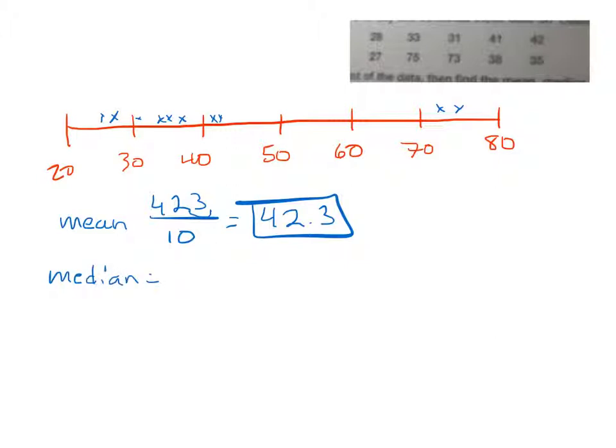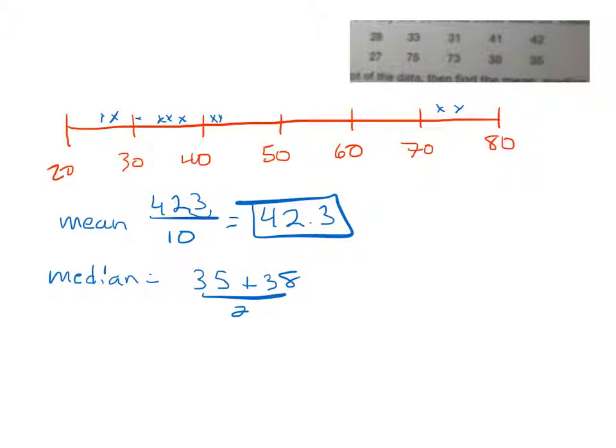Median is the middle number. Because I've got 10 pieces of information, 1, 2, 3, 4, 5 comes between the fifth and the sixth piece of information, which are 35 plus 38, and then I'll divide those by 2. So that will be, well, I know 36. The difference here is 3, so half of 3 is 1.5.